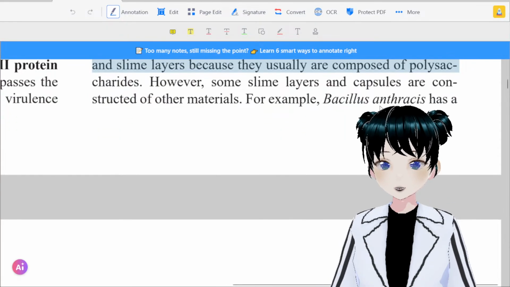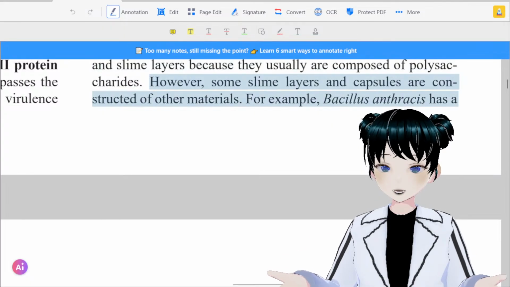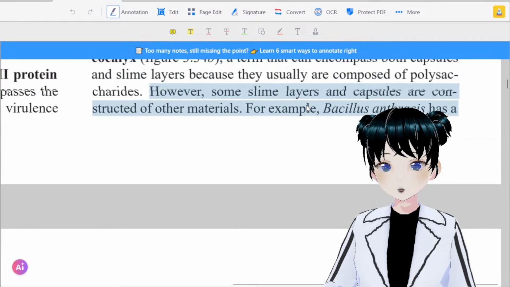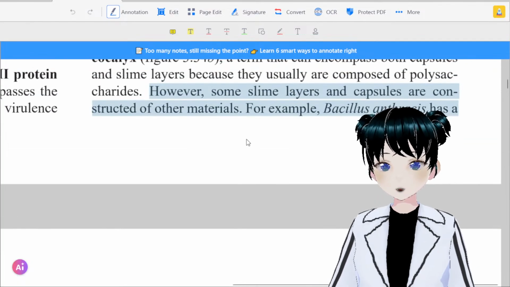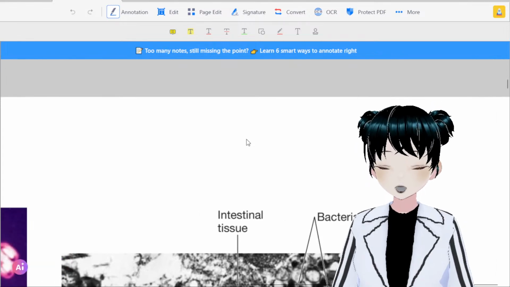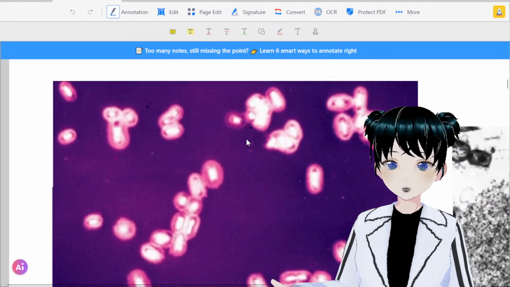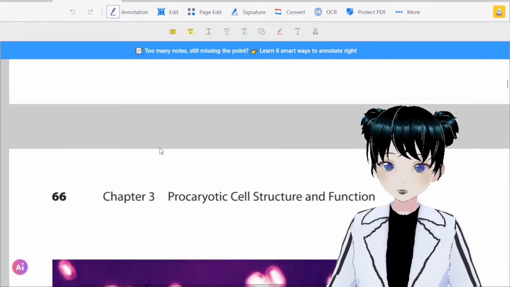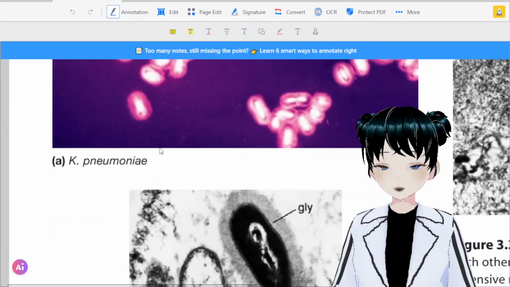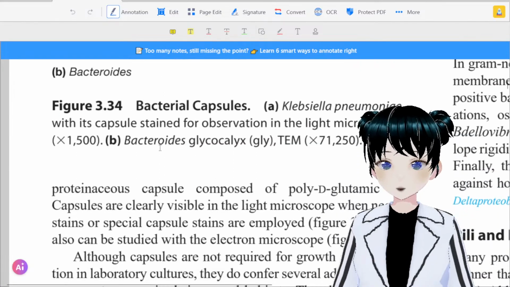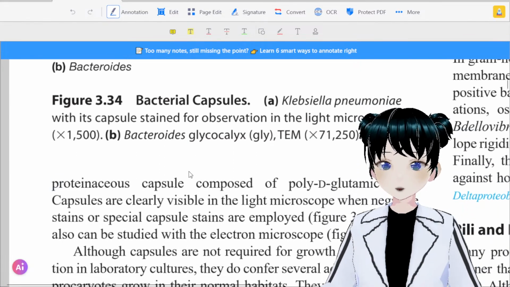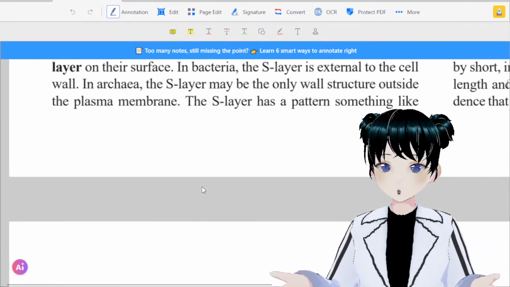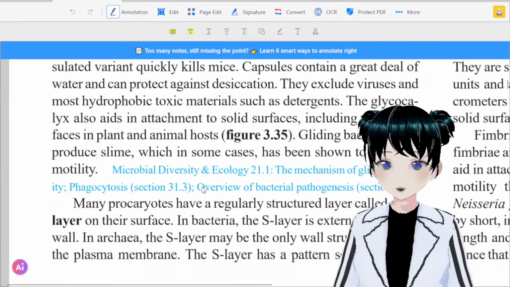However, some slime layers and capsules are constructed of other materials, for example, Bacillus subtilis. So if you exclude the glycocalyx, there are other layers that are made up of different things. Like in Bacillus subtilis, the outer layer is made up of protein. See, the proteinaceous capsule composed of poly-D-glutamic acid. We know what glutamic acid is, right? It's an amino acid.